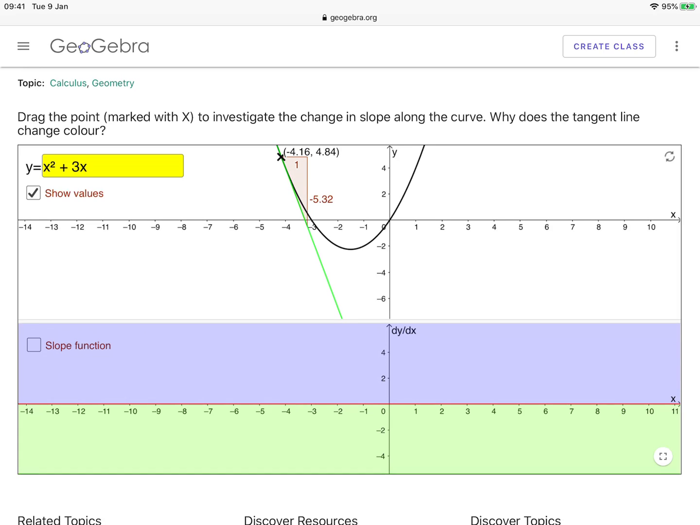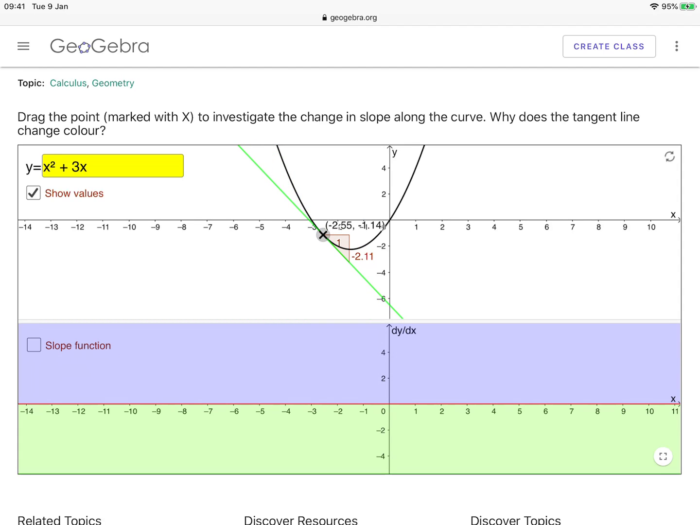The gradient is always the height of the triangle. So at this point here, the gradient is minus 5.36. Notice as I drag it along, that gradient's always negative, right? Then it changes color around here. Why do we think that might be? From here, my gradient is always going to be positive, so that's why it changes color at that point.